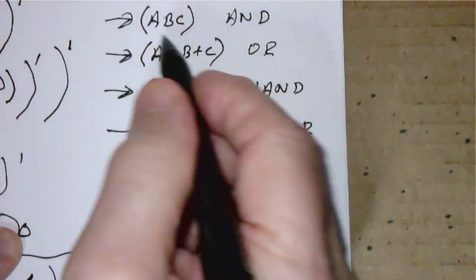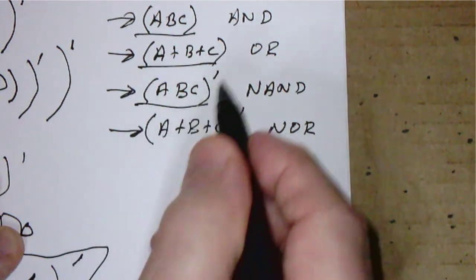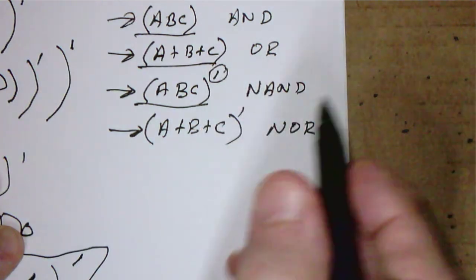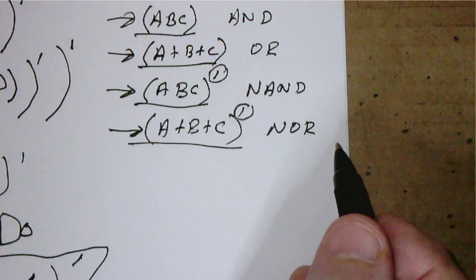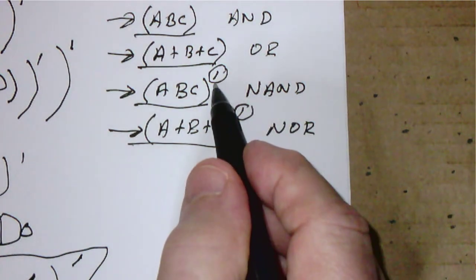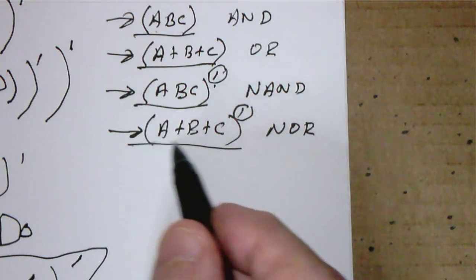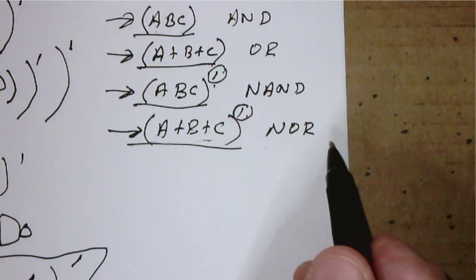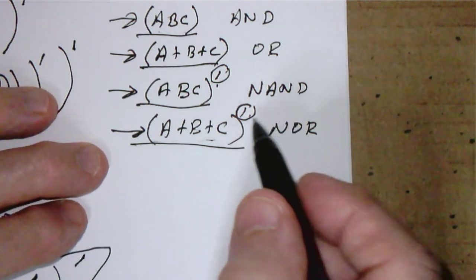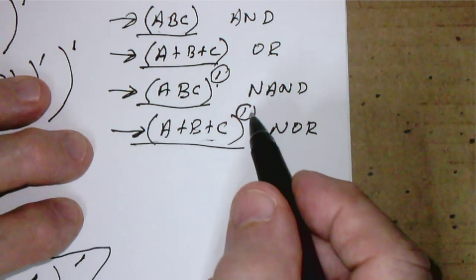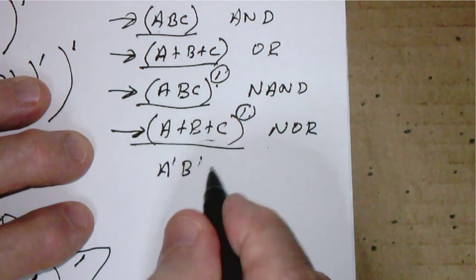So when you see this, think AND gate. When you see this, think OR gate. When you see this with the little tick up here, think NAND. And when you see this with the little tick up here, think NOR. This just means the output inverted. So it's an AND gate with the output inverted, or a NAND. This just means an OR gate with the output inverted, or a NOR. Now obviously, and interestingly, if we switch this around and we take this tick in here, what does that give you? That gives you A prime, B prime, C prime.